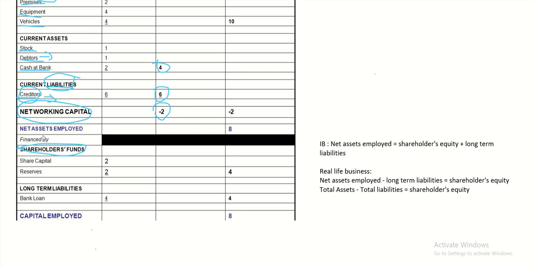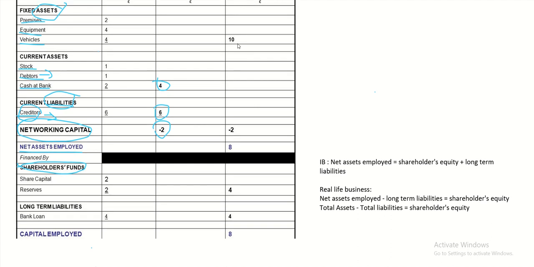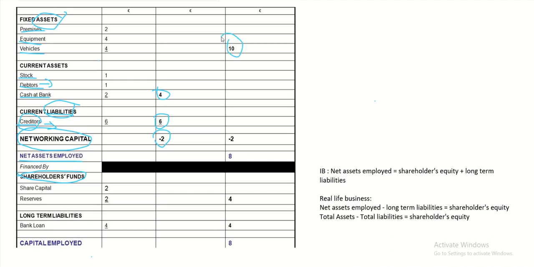And here is another term called net assets employed. Net assets employed is basically, as over here, the fixed assets plus the net working capital.